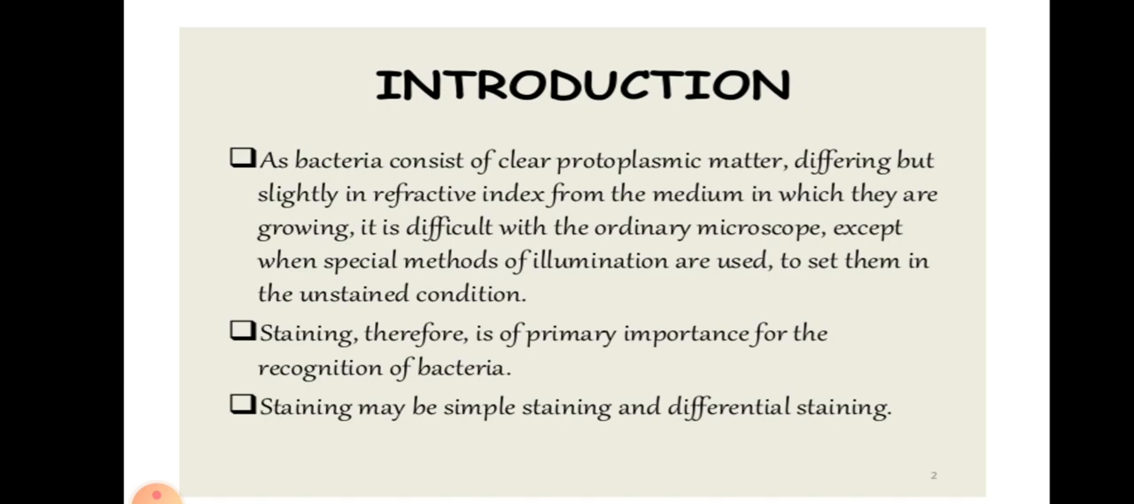As bacteria consist of clear protoplasmic matter differing but slightly in refractive index from the medium in which they are growing, it is difficult to see them with the ordinary microscope in the unstained condition, except when special methods of illumination are used. Staining, therefore, is of primary importance for the recognition or observation of bacteria. Staining may be of two types: simple staining and differential staining.